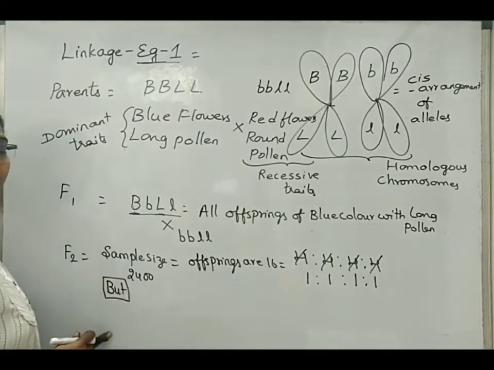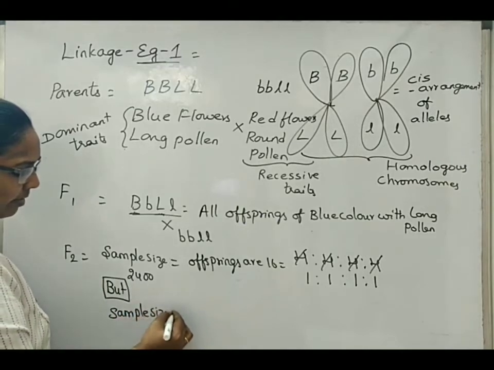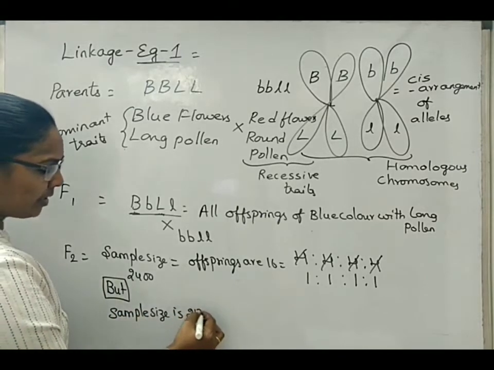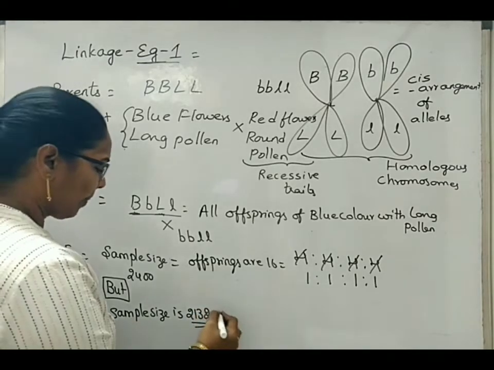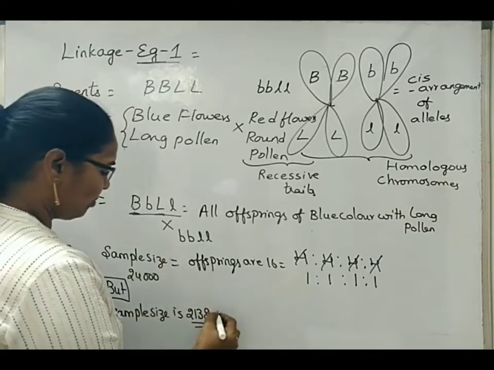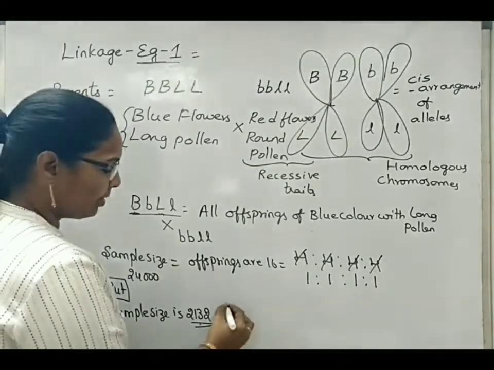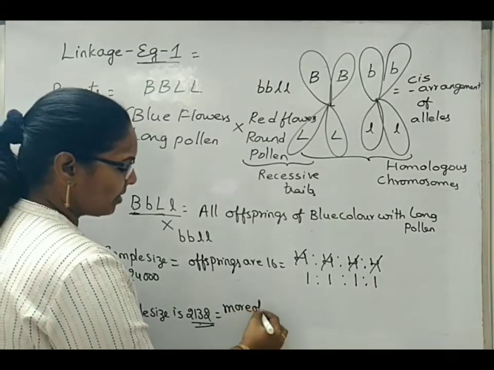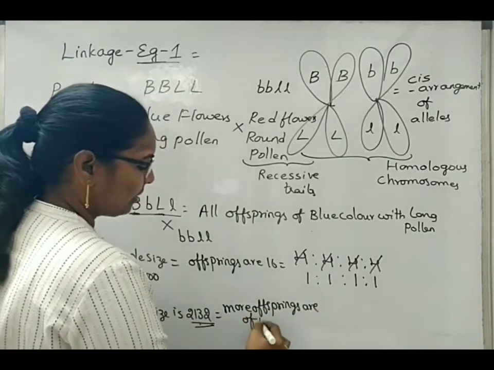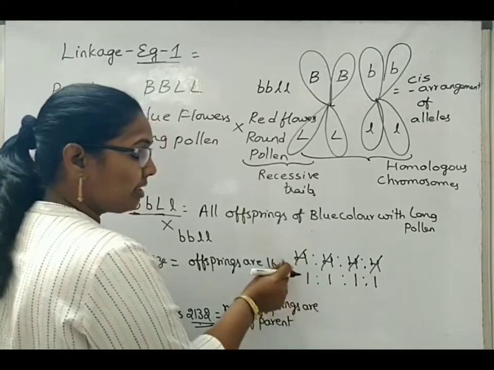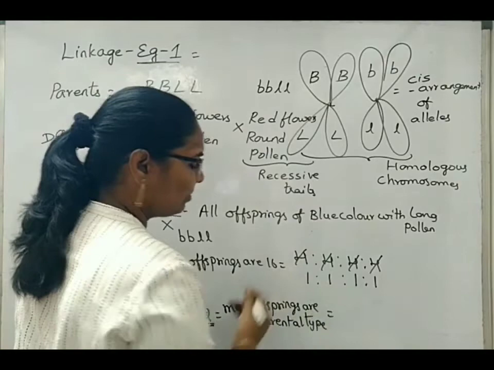But according to the Bateson and Punnett experiment, the sample size is 2132, that we are telling approximately, not the exact value. Here it is 24,000. Okay. Approximate value, not exact number, out of the sample. Here, more offsprings are of parental type. We cannot even distribute like this also. Parental type, we'll write that one.